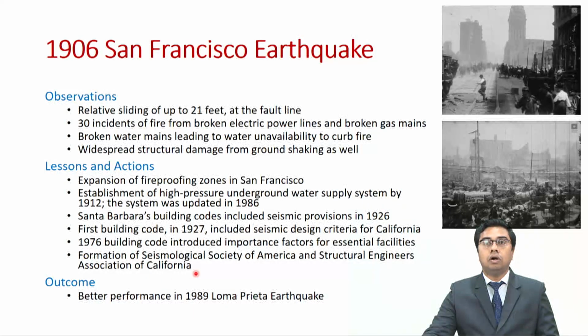And because of all these lessons that we learned from the observations during the earthquake, the outcome was that when the same region was hit by another earthquake in 1989, the Loma Prieta earthquake, the buildings exhibited better performance and the damage was limited.